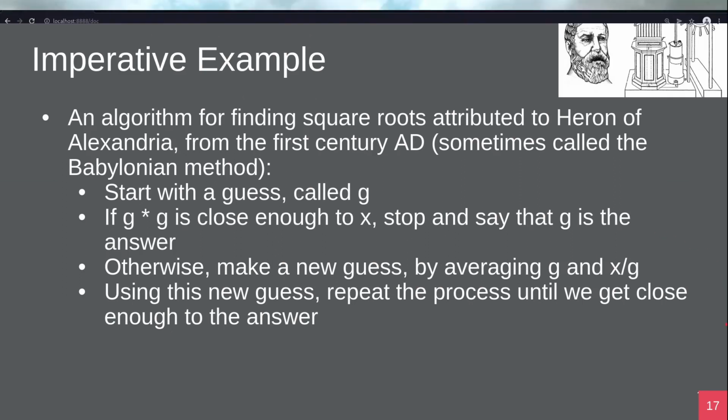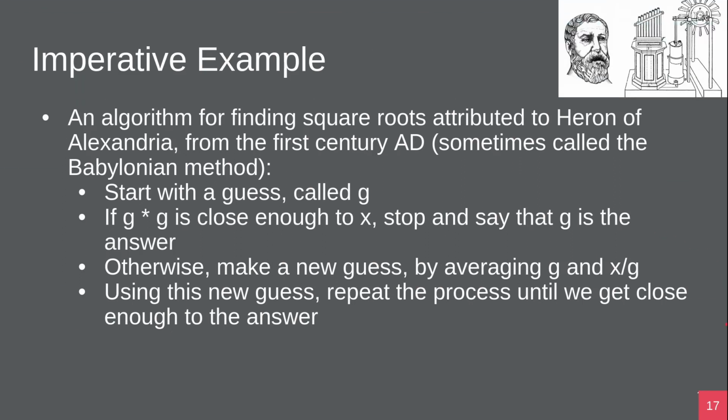Right, so let's look at an example of some imperative knowledge. This one is attributed to Heron of Alexandria, who was around in the 1st century AD. This is sometimes called the Babylonian method, and it is a way to figure out the square root of a number. You start with a guess called G, and if G times G gives you the answer, you just stop and say that's the square root.